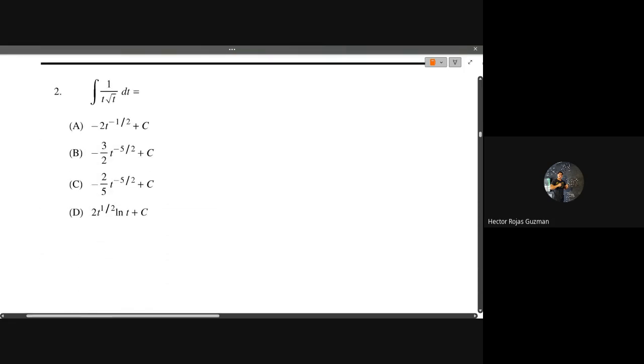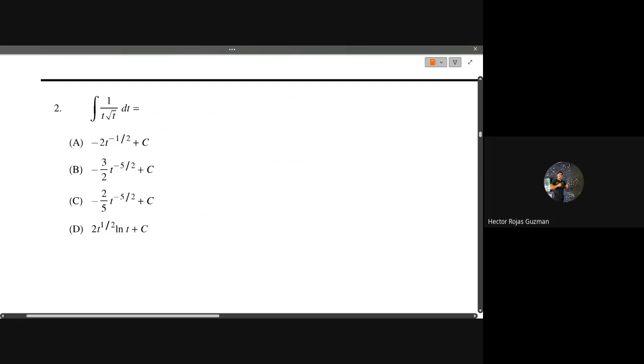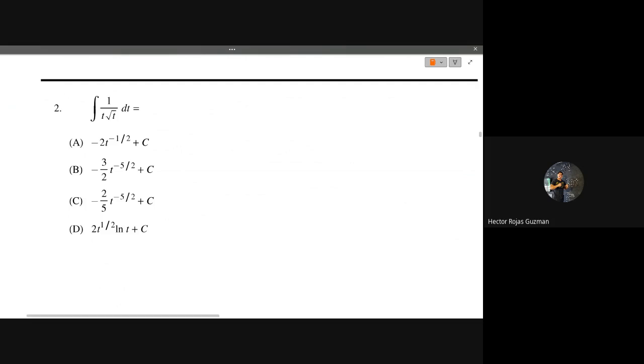Number 2, the integral of this function. Now, when you integrate, there's a lot of advanced techniques we can use. But with this problem, the best thing to do is to simplify before we integrate. So using the in and out rule, we can convert the radical t into t to the power of 1/2. Then we can multiply the t's, giving us t to the power of 3/2. Then we can bring the t to the top, to the numerator, by making the exponent into a negative. And now it's a simple integration problem.